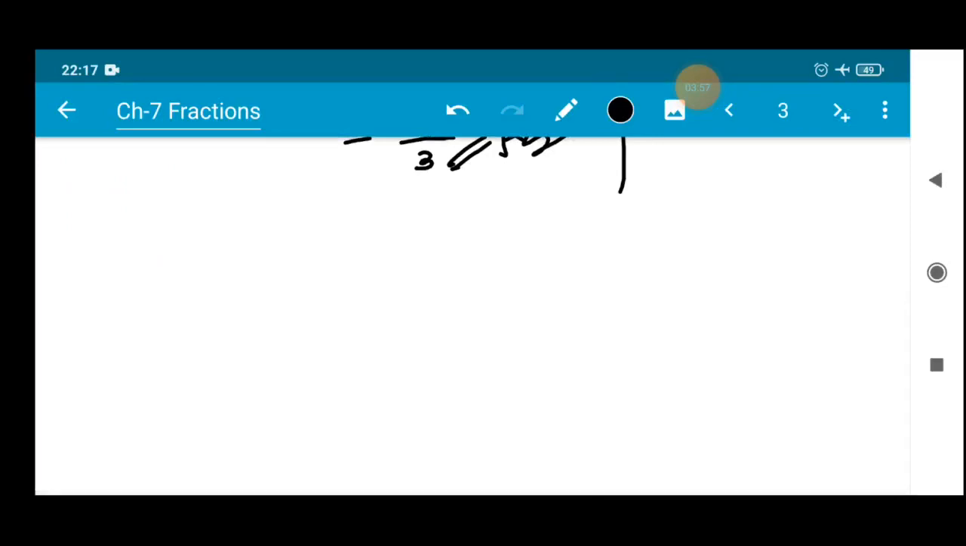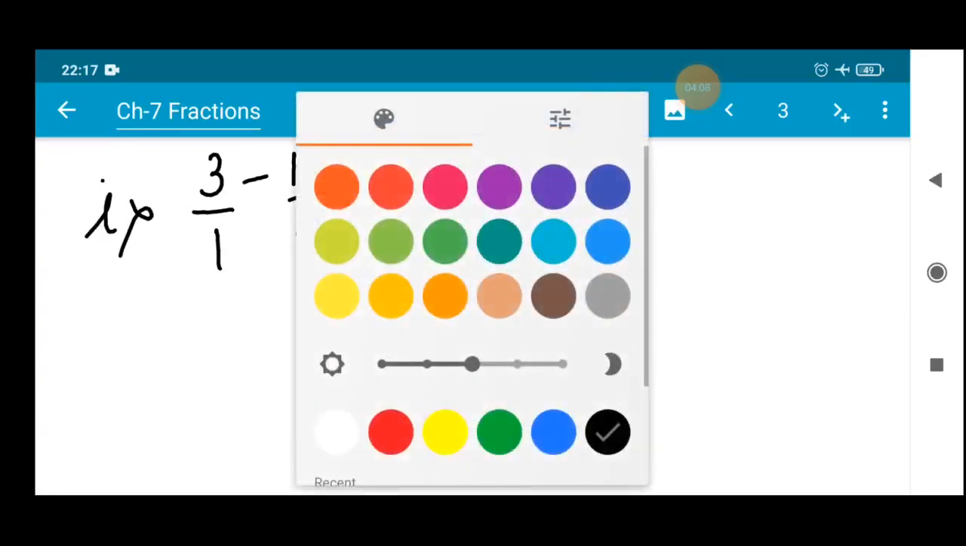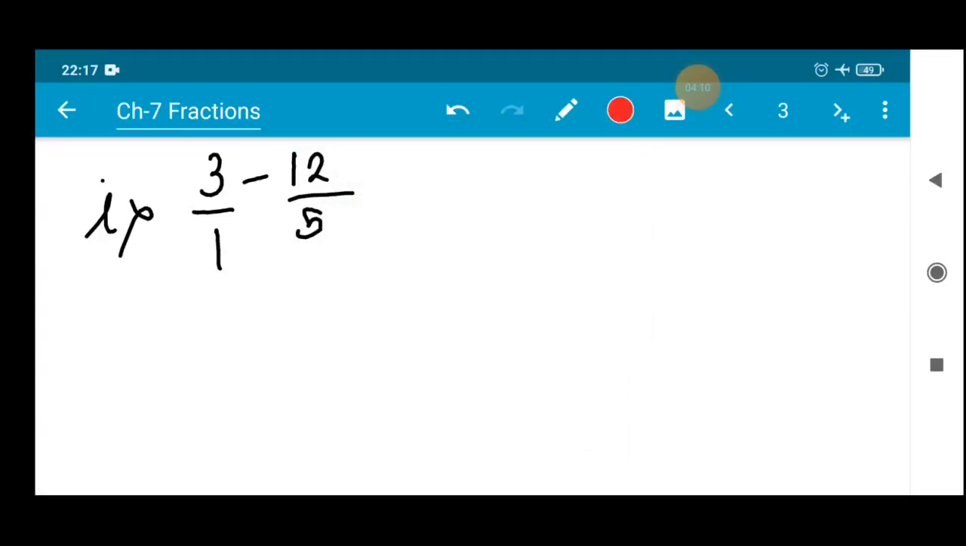The last one, 3 minus 12 divided by 5. Here we have the denominator of 3 as 1, because nothing is given, which means the denominator is 1. So here you can see the denominators are totally different. We are touching that part of the exercise, that is 7.6, a very important one. When you have different denominators, the LCM should be taken. So 5 1s are 5, so our LCM is 5.